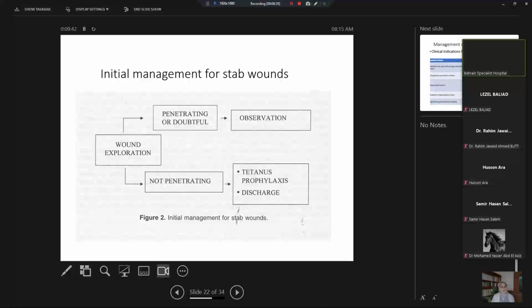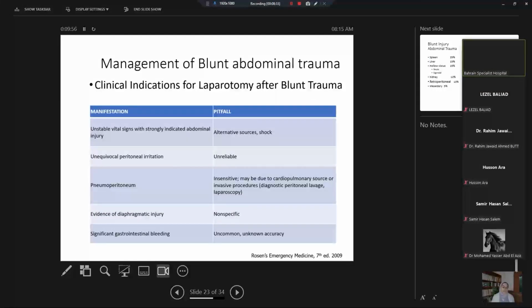In case of non-penetrating, we will give tetanus prophylaxis, and after observation, we can discharge the patient. Usually in the non-penetrating, they don't need any surgical intervention.